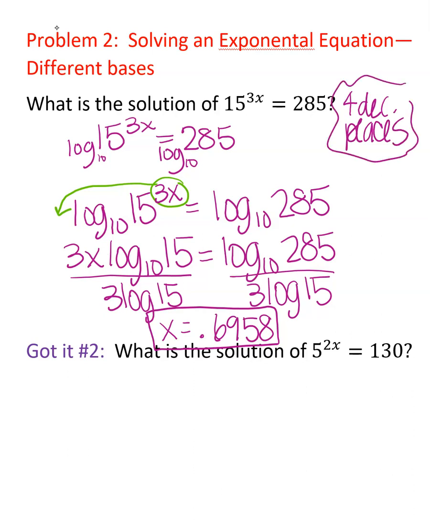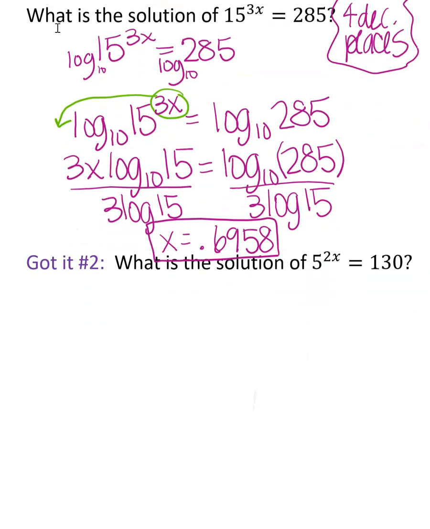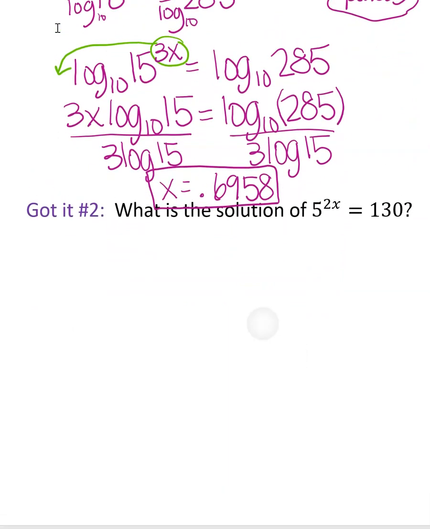So remember 4 decimal places. Also, remember when you're typing this into your calculator, it's going to throw a parenthesis there. You need to finish out that parenthesis before you type in the divided by part. If you want to pause here to try got it question number 2, go ahead.